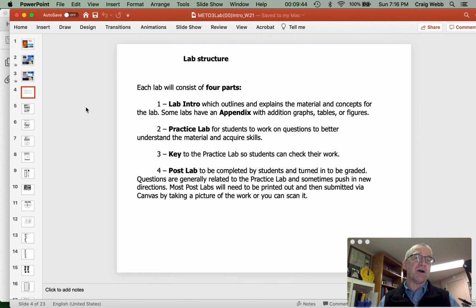Then the 4th part to each lab each week is going to be the post lab. The post lab is the assignment that you turn in to me that will be graded. Simple way to do this is to fill out your post lab. If you want to write it, you can write it. Take a picture of it and then submit it to me, again, through Canvas. And again, each lab has its own post lab assignment that'll be set up for that lab.